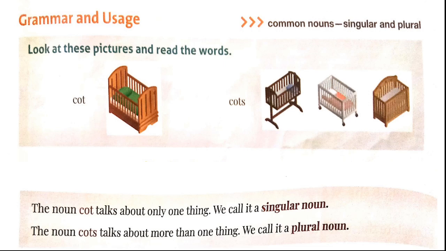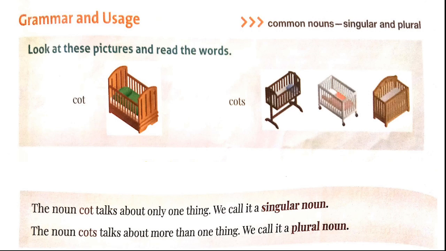Now let us understand the concept of singular and plural. Singular means one and plural means many. For example, you can see in the left hand side there is only one cot. So cot is singular. And in the right hand side there are 3 cots. So cots word is plural.